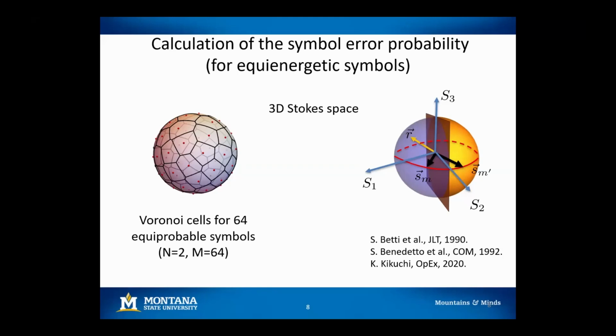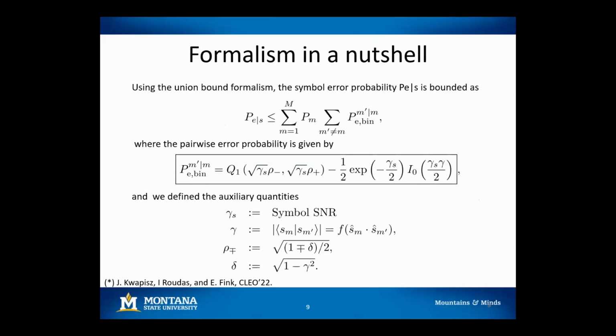Then Benedetto and collaborators improved this calculation, but this all was for 3D Stokes space. And more recently, Kikuchi published papers on this. However, for the n-dimensional zone space, the calculation becomes very complicated, and I would like to give credit here to my coworker, Jare Kwapis, who derived this formula from scratch.